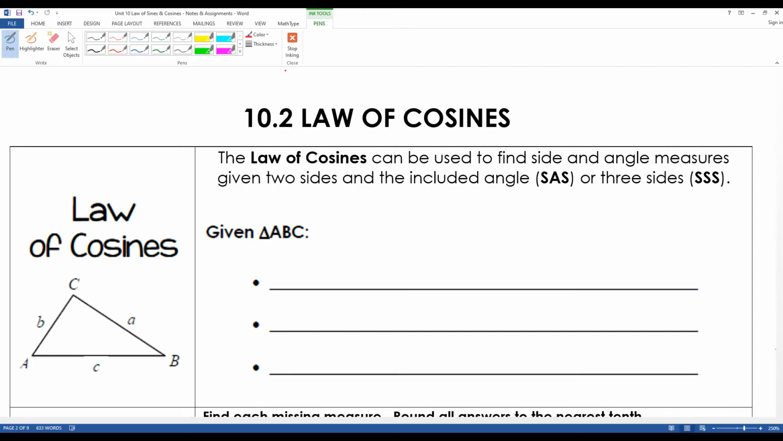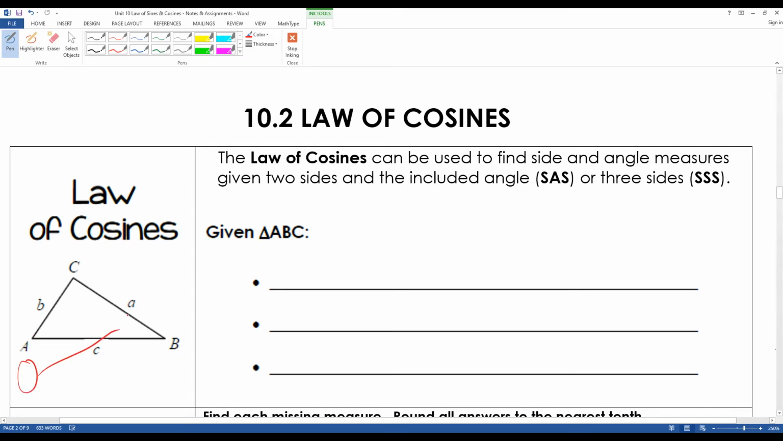It's a little bit longer equation, but most of the information in the equation is found on the triangle. It just depends on what's given to you. Notice the triangle over here, Law of Cosines. The angles and sides match up. Angle and side, angle and side. Okay, just like before.